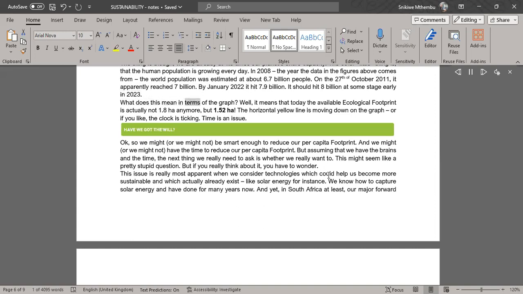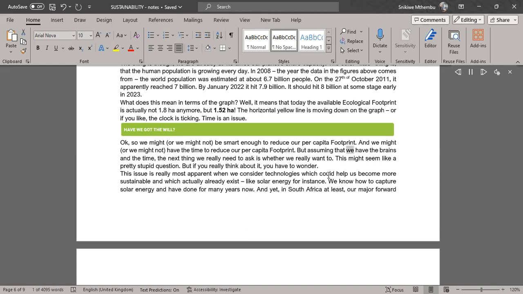What does this mean in terms of the graph? Well, it means that today the available ecological footprint is actually not 1.8 ha anymore, but 1.52 ha. The horizontal yellow line is moving down on the graph, or if you like, the clock is ticking. Time is an issue. Okay, so we might, or we might not, be smart enough to reduce our per capita footprint. And we might, or we might not, have the time to reduce our per capita footprint.